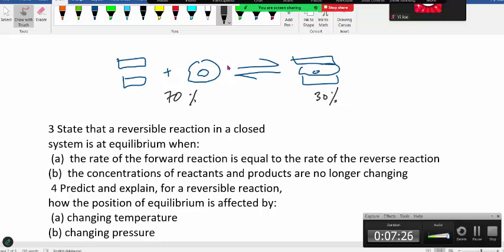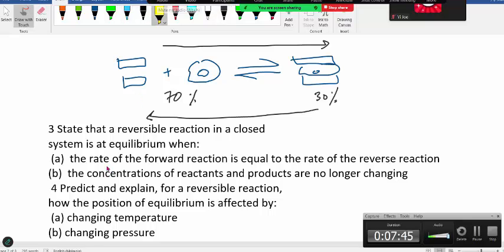No. It means that how fast people are making and how fast people are unmaking has become the same speed. There's no overall change anymore. There's still a reaction going on, but at the same speed. When they reach a place where they are happy, this is called equilibrium.